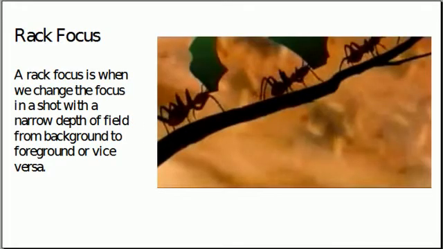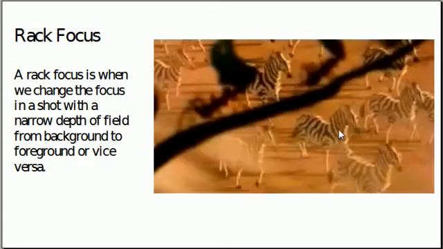Here's another example of filmmaking. Here's a rack focus. This is what you do when you change the focus in a shot with a narrow depth of field from the background to the foreground or the other way around. So here was a shot taken from The Lion King where you've got these leafcutter ants walking across a twig, and then we have a rack focus, and suddenly the background is in focus and the leafcutter ants are out of focus. This was considered very, very pioneering when this was done.